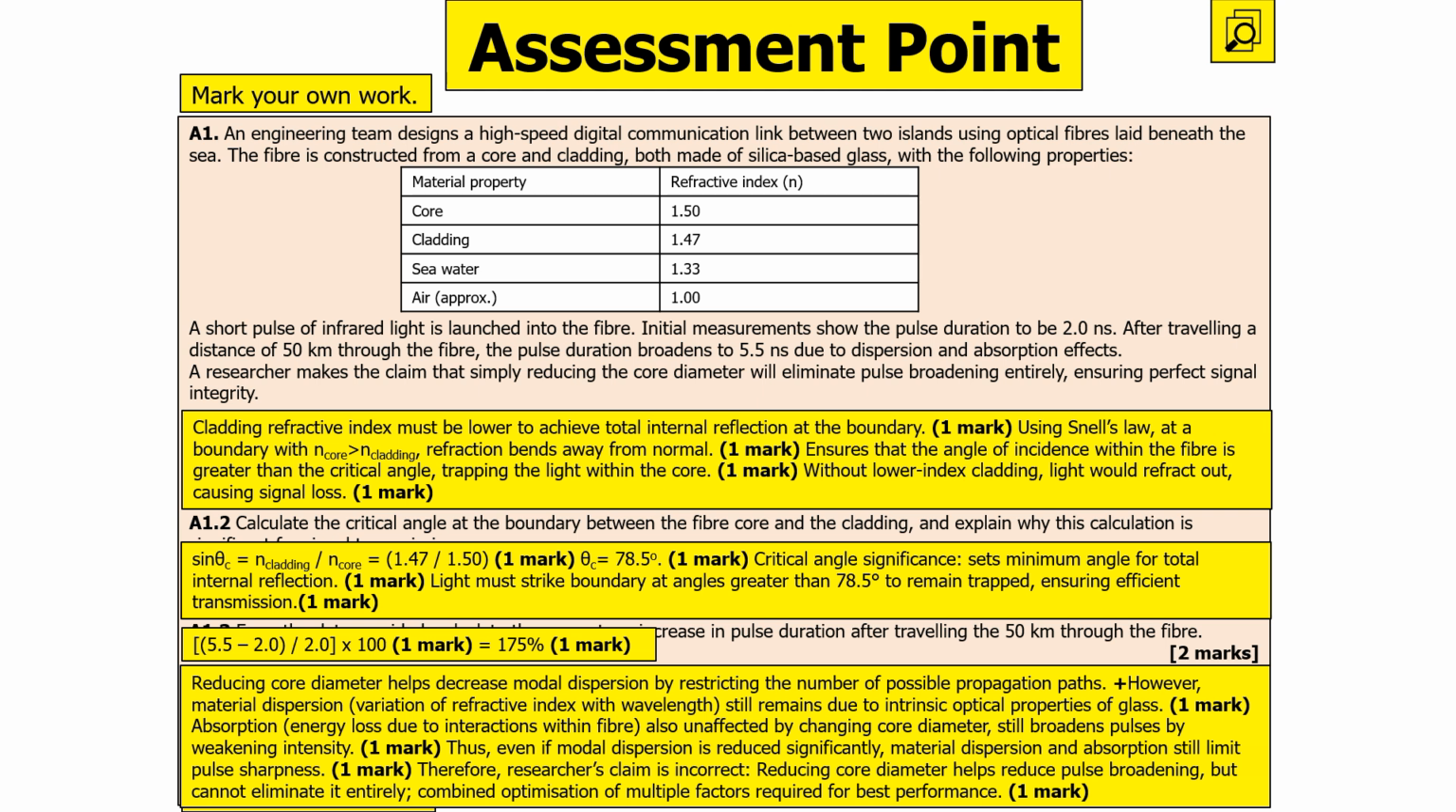However, material dispersion still remains due to the properties of the glass. Absorption is also unaffected by changing core diameter, so it still broadens the pulse by weakening the intensity. Thus, even if the modal dispersion is reduced significantly, material dispersion and absorption still limit how sharp the pulse is. So the researcher's claim is incorrect. Reducing the diameter does help reduce pulse broadening, but can't eliminate it entirely. You need to combine the optimization of multiple factors to get the best performance.